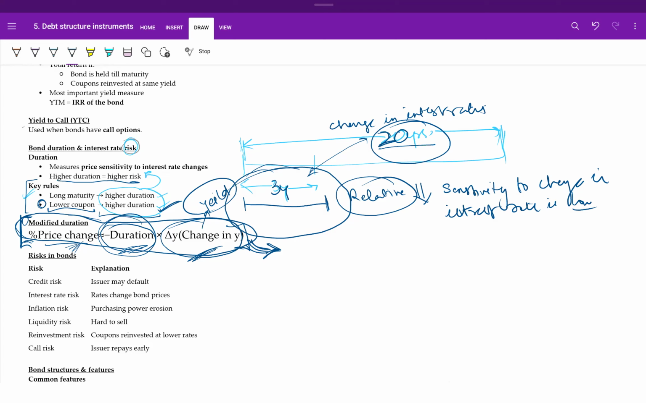Okay. Now let's talk about the risk in bonds. When we talk about the risk in bonds, there is credit risk. Credit risk means that the issuer may default and not pay. There are various credit agencies which rate those bonds: S&P, Fitch, Moody's are some of those.